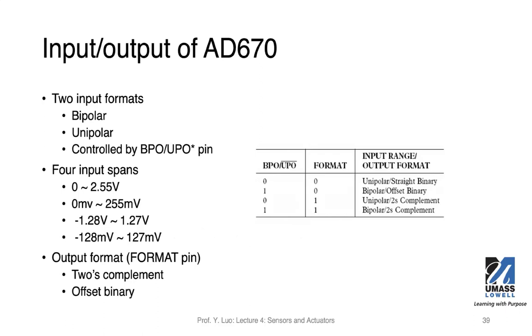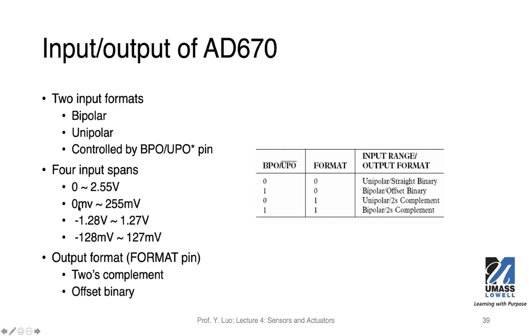Input format here, we refer to bipolar or unipolar. Bipolar meaning that your input voltage can go positive and negative. And unipolar means that you only go one direction. Typically it goes from zero to the positive. So as a result, you have four input ranges. If you choose the higher voltage, that means from zero to 2.55, that's the unipolar input format. If you choose that 2.5 volt range, you can choose bipolar, then the actual voltage input will go from negative 1.28 to positive 1.27 volts. The other two are different input ranges, which you can select.